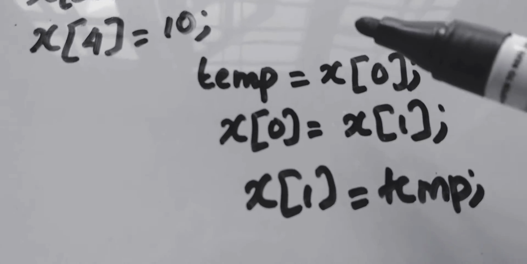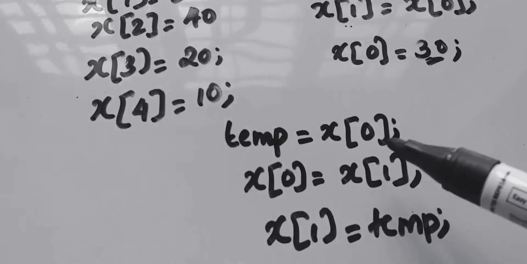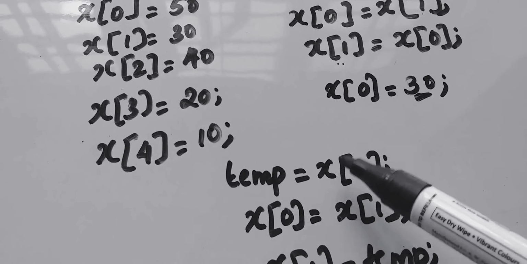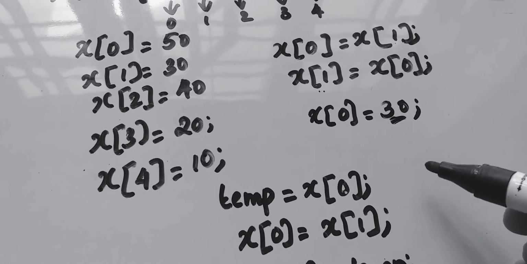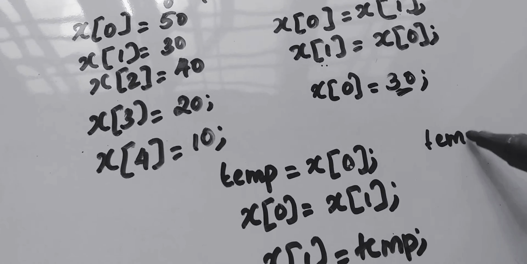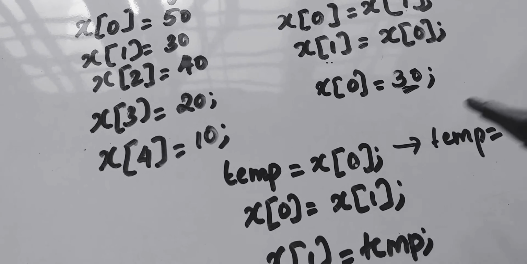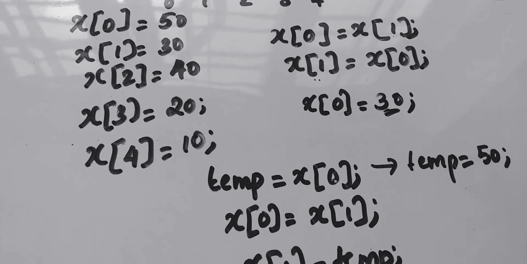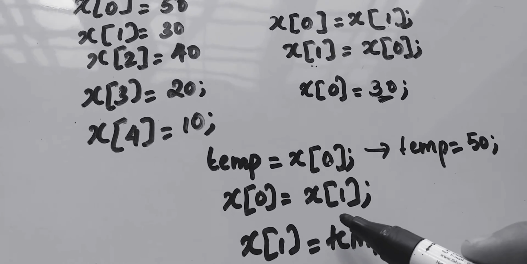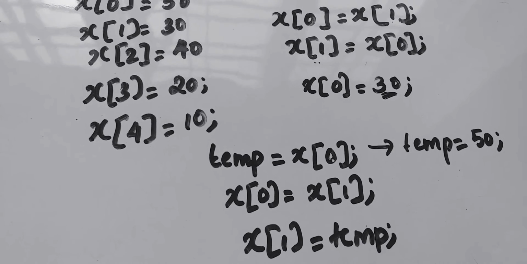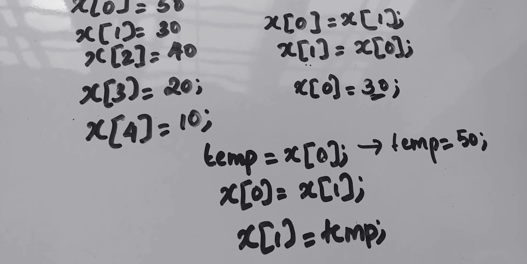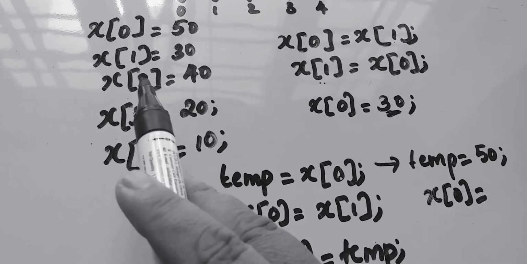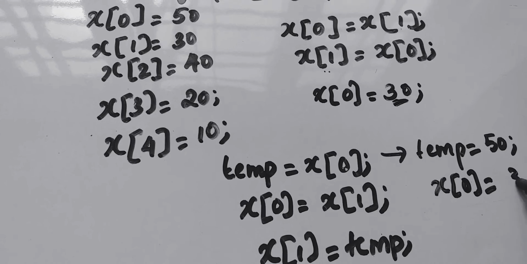When we are writing like this, what is the value of h of 0? It is 50. Clear, students? What is the value of temp? Now, when we are executing this statement, the value of temp becomes 50. Clear? So what is the second line? h of 0 equal h of 1. What is the value in h of 1? It is 30.